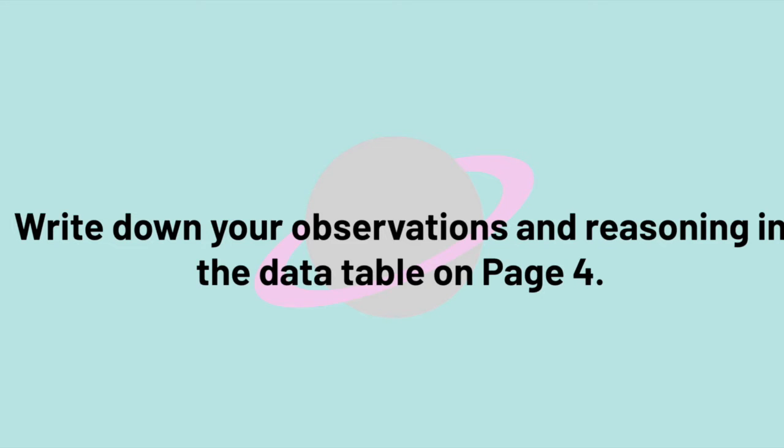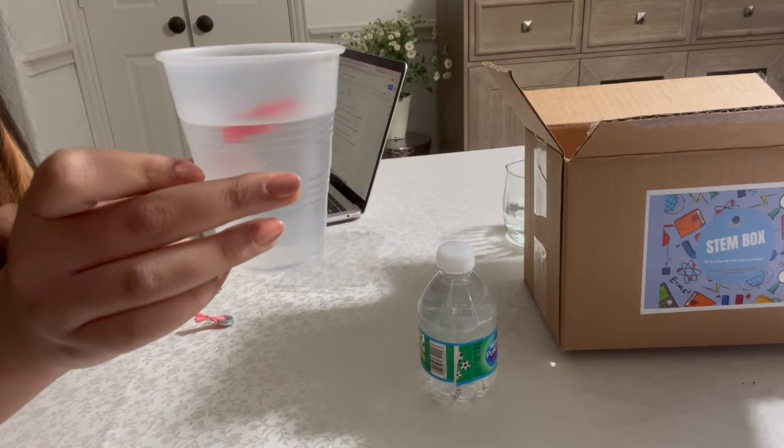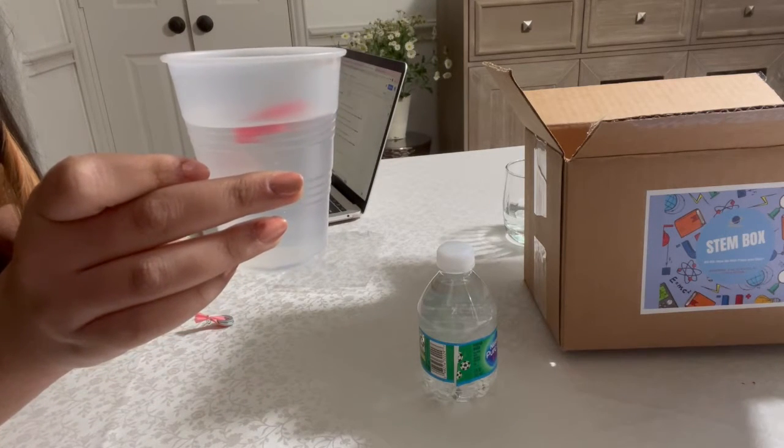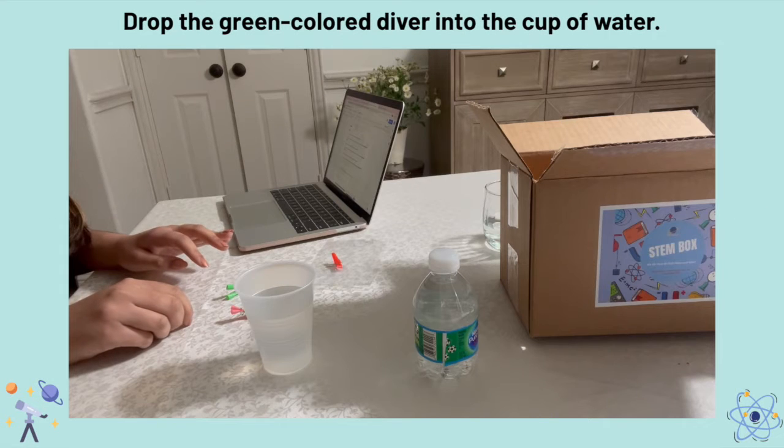Then, after you write your observations, which should be explaining how the diver floated to the top of the water, write the reasoning as to why this may have happened in the second column in the table. Think back to what you learned about density so far. Now, take the red diver out of the water.